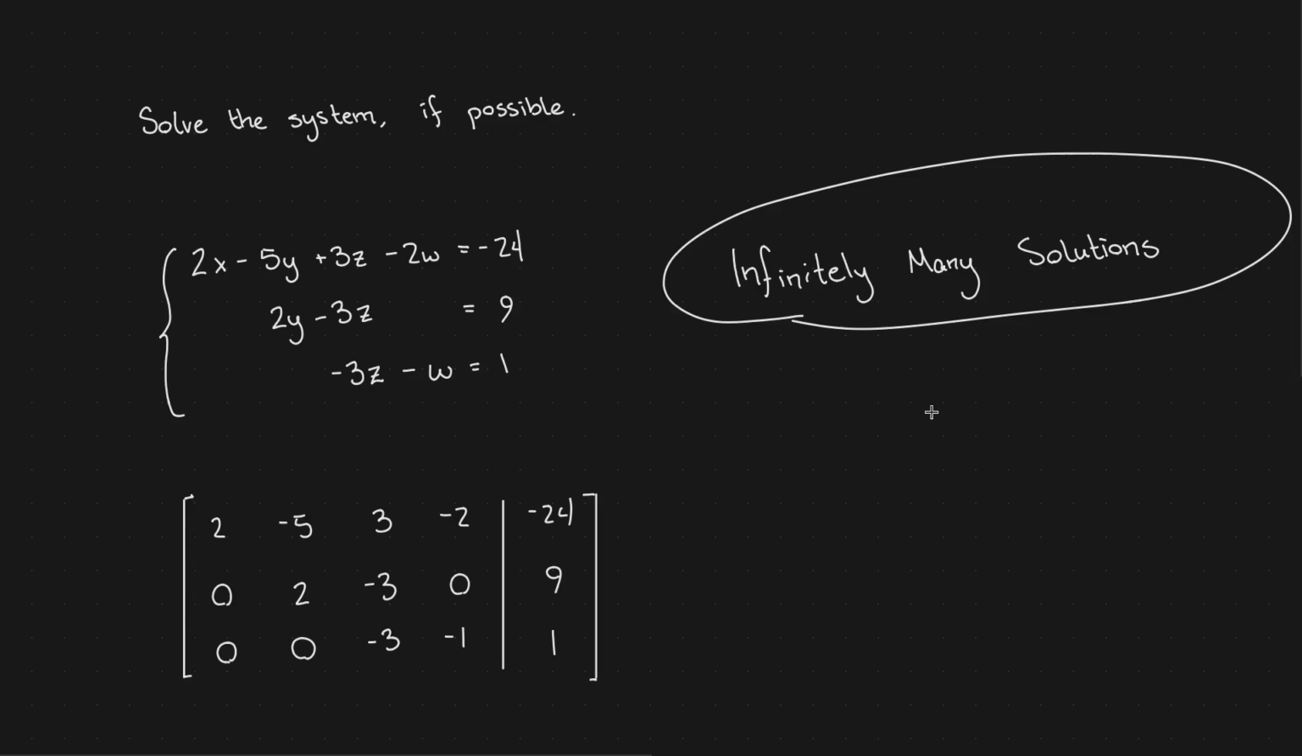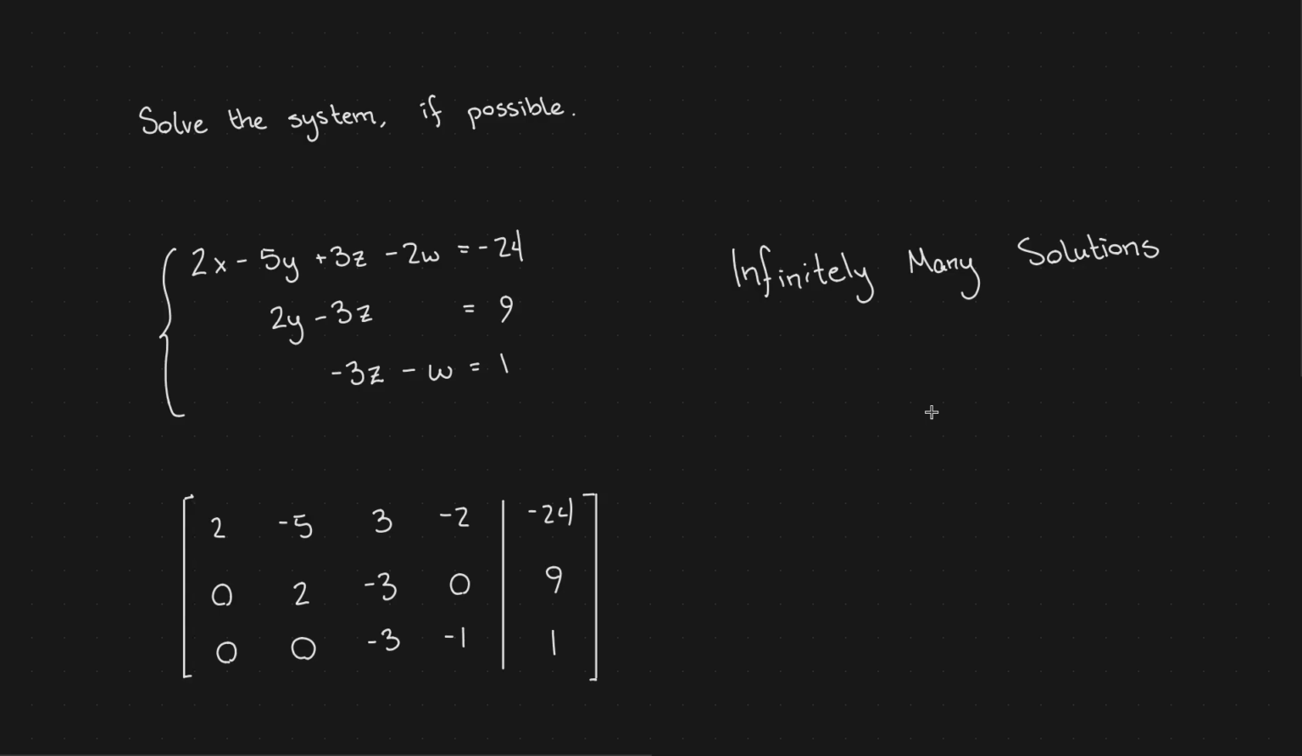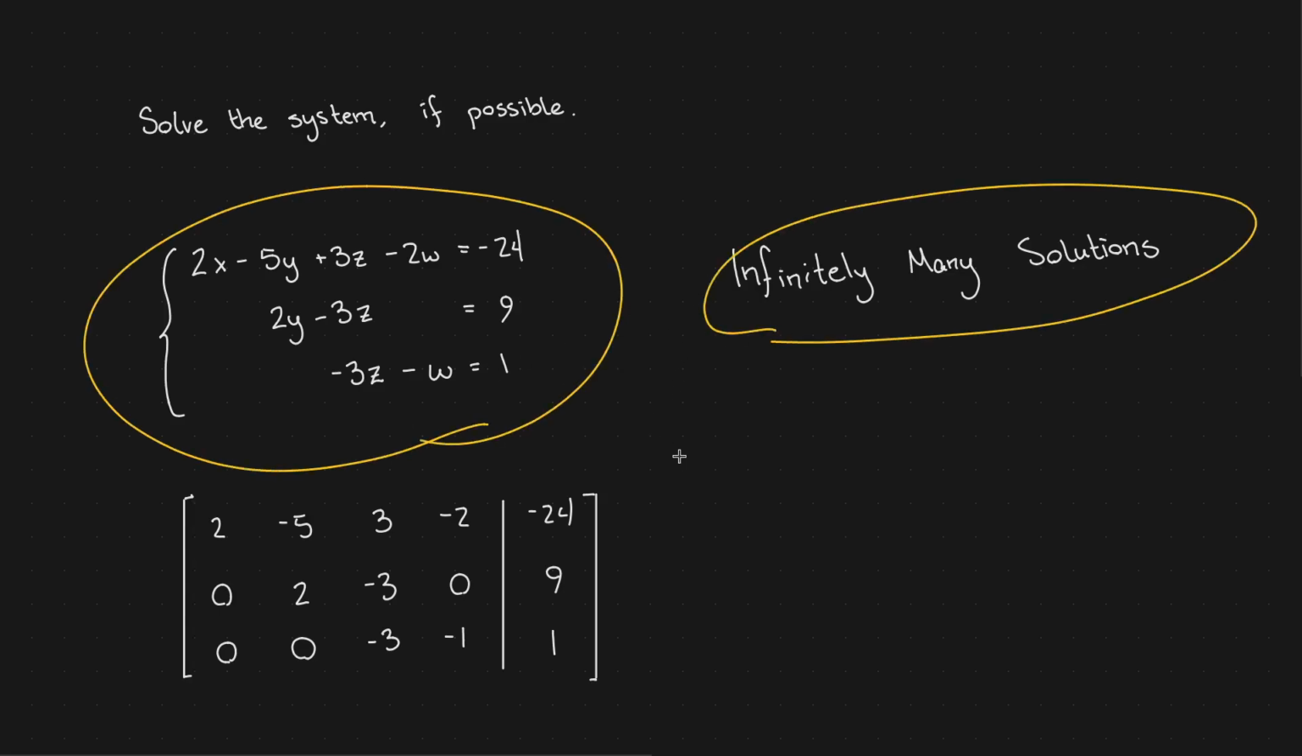Infinitely many solutions, just saying that doesn't characterize the set of points that are solutions. And just to be clear, not all points are solutions, right? For example, the origin in 4-dimensional space would not be a solution. If I have x equal to 0 and y equal to 0 and z equal to 0 and w equal to 0, then the left-hand side of this first equation would be 0, which is not equal to the right-hand side, which is -24. So not all points are solutions to this system, even though we have infinitely many solutions.